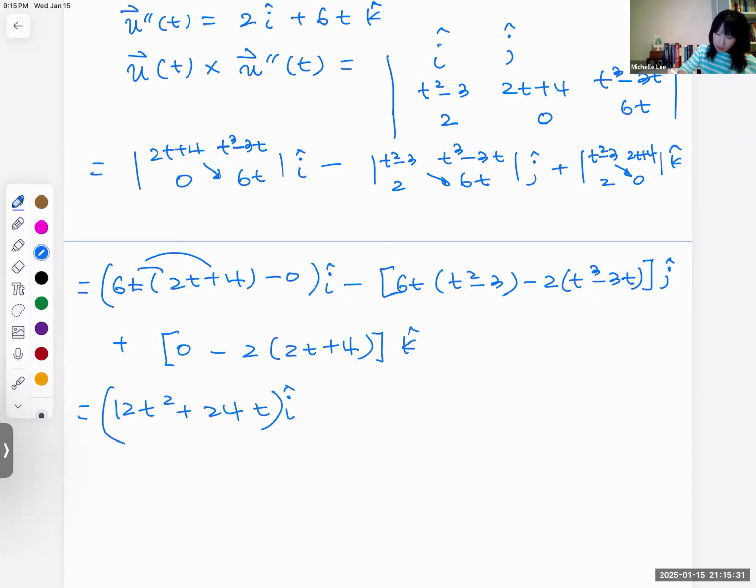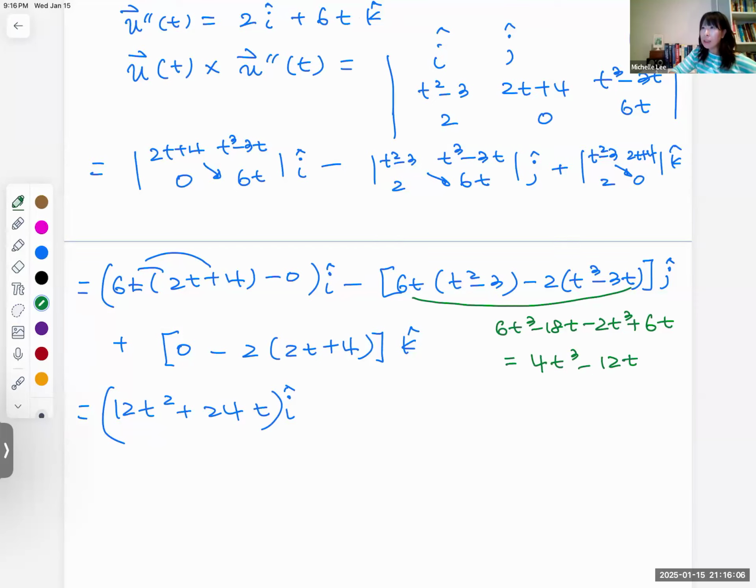Now j. 6t to the third power, 18t minus 2t to the third power plus 6t. Okay, then combining, so 4t to the third power, negative 12t, we do j, right?